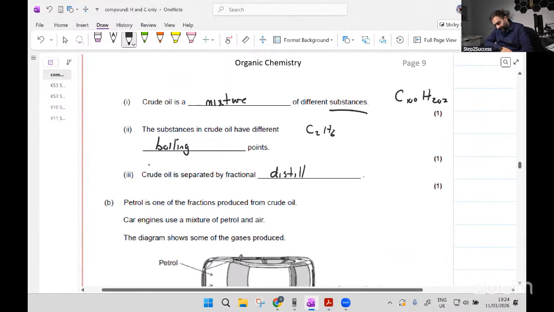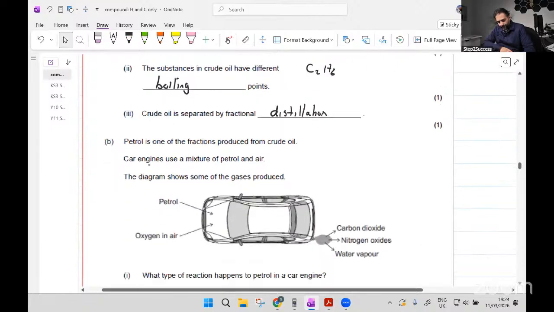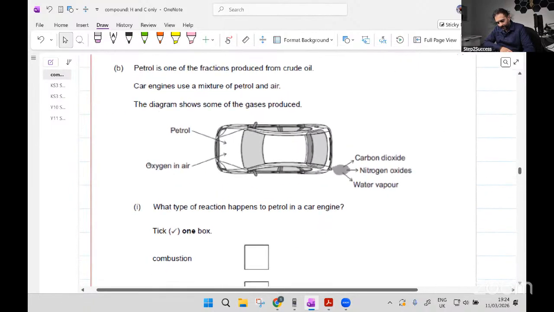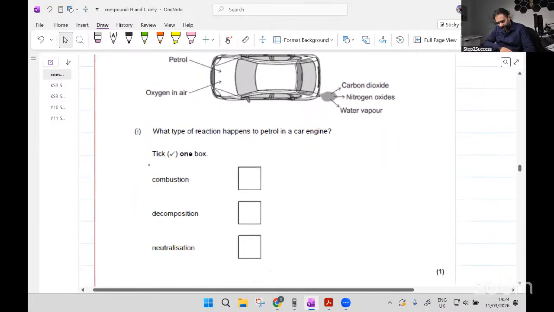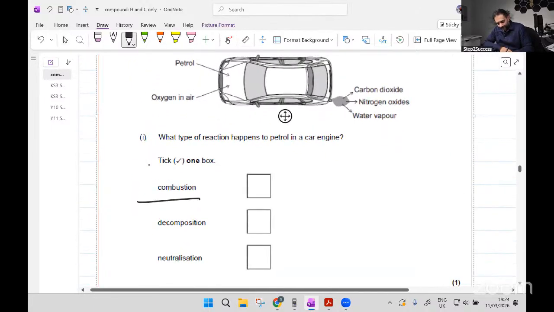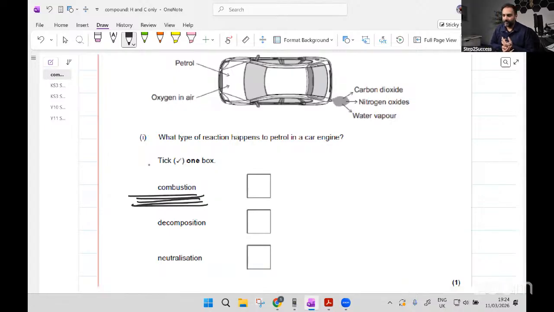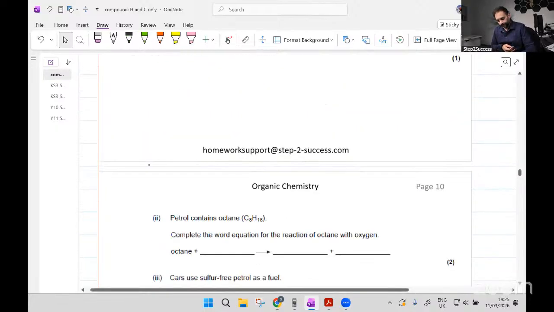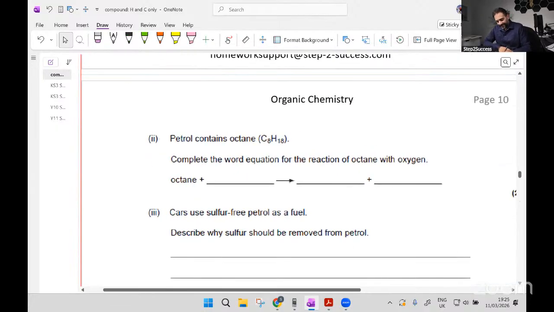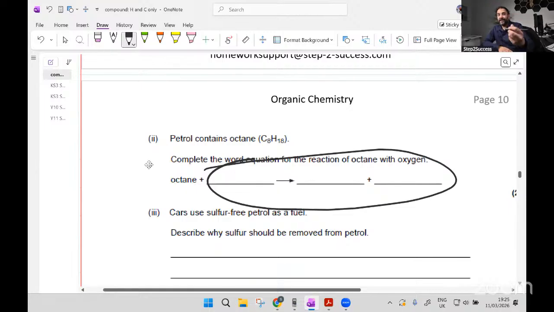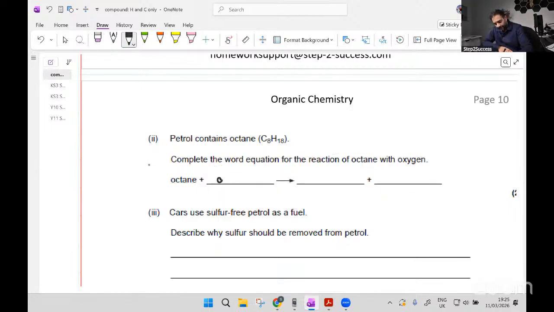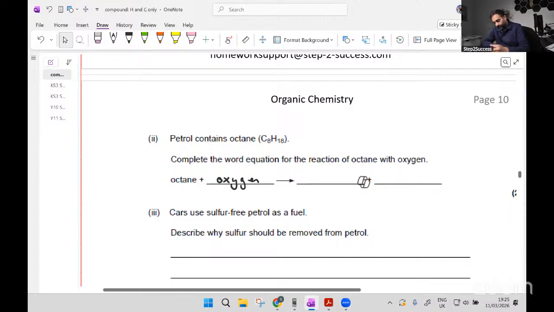Fractional distillation. Okay, petrol is one of the fractions from crude oil. This shows some of the gases produced. What type of reaction happens to petrol? Petrol is burnt in a car engine, and the proper chemical name for burning is combustion. This is the same as the question that was earlier, where we had to complete the equation. When you burn something, you add oxygen to it. The two products of burning are usually carbon dioxide and water.